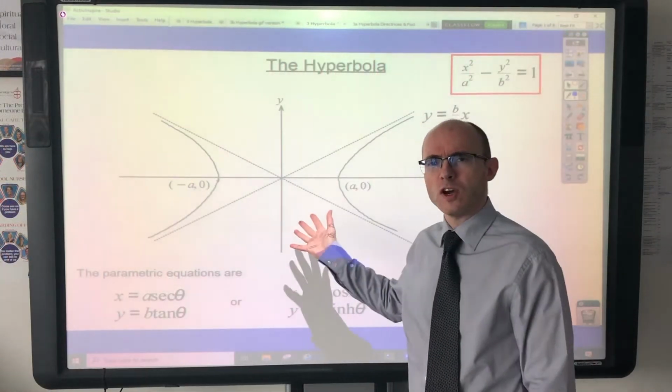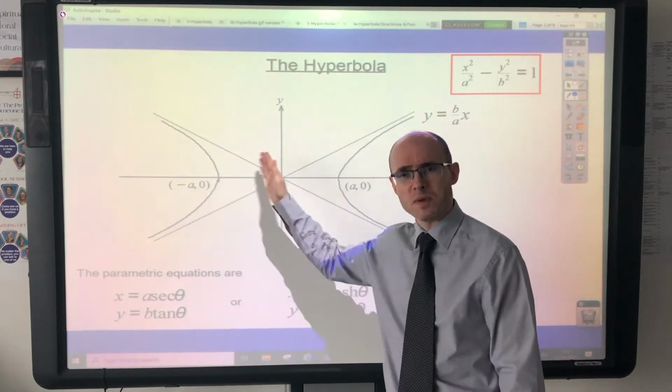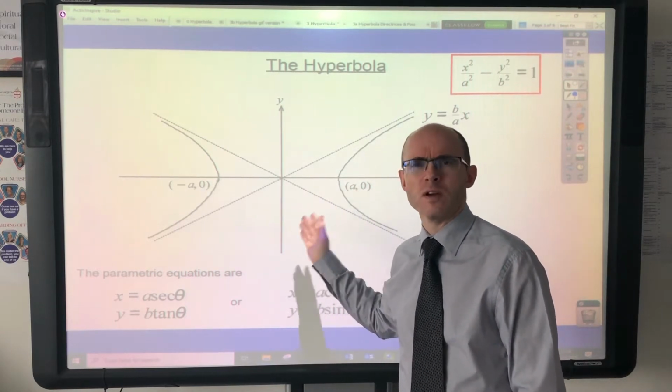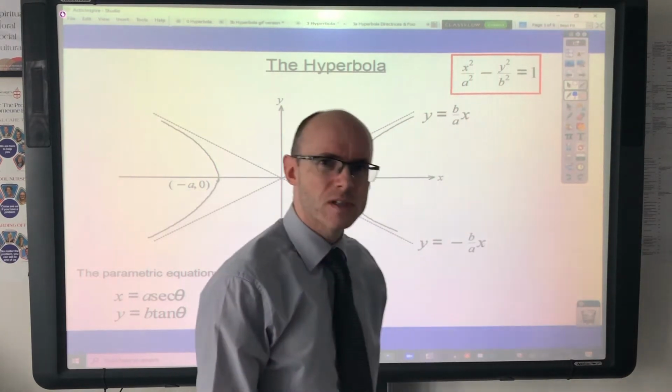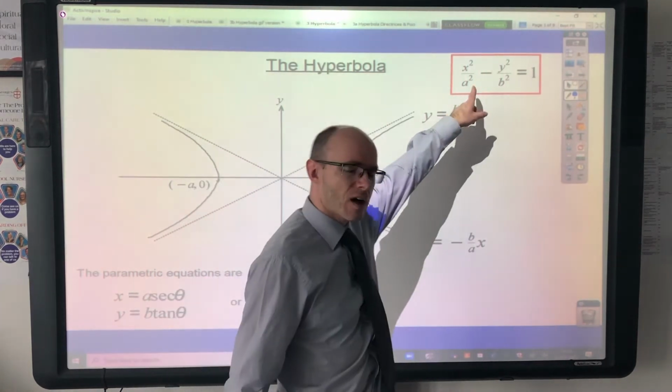So, this is the curve of the hyperbola. Notice the two branches on either side, symmetrical about the y-axis. Notice also this curve has got asymptotes. What's all that about? Well, before we describe what the asymptotes are and why they are as they are, let's have a look at the Cartesian equation.